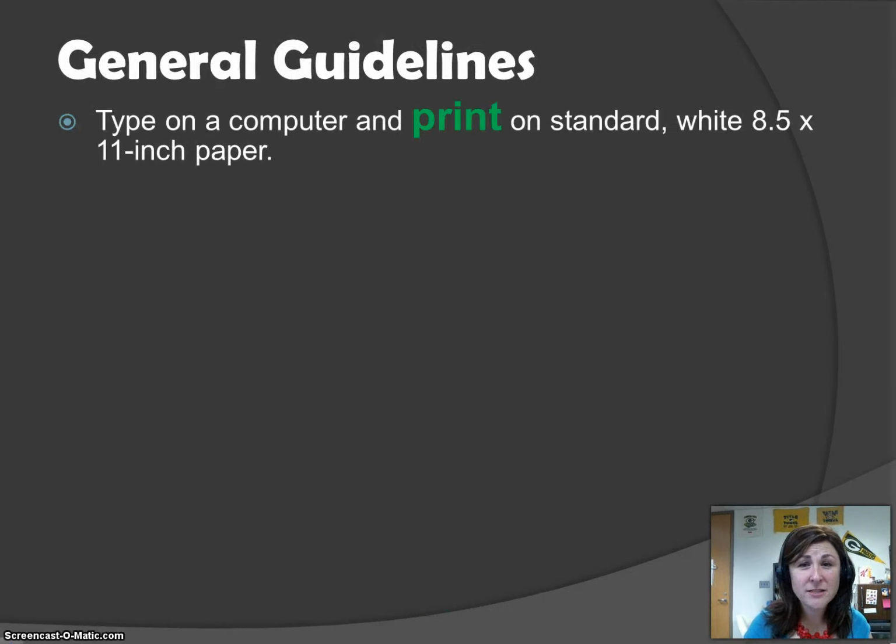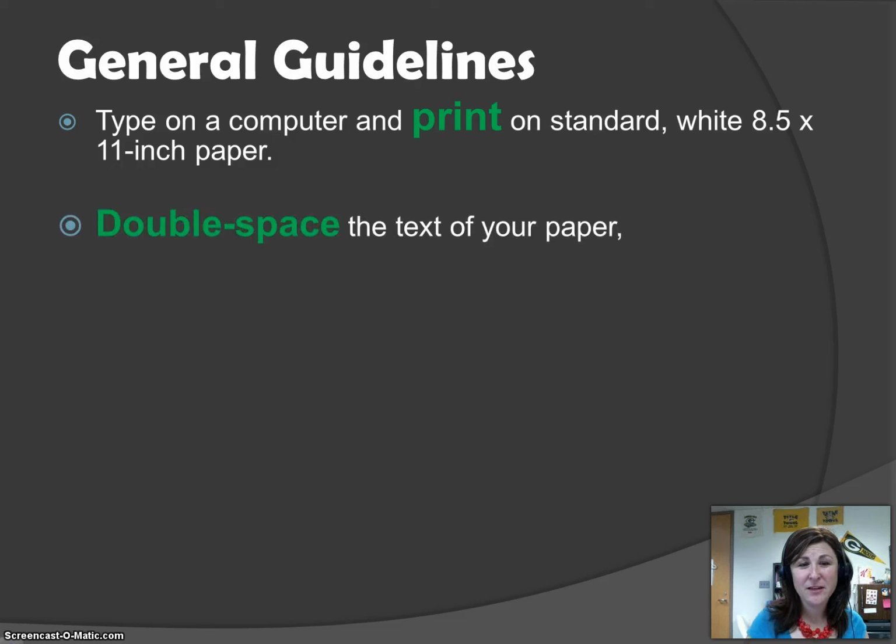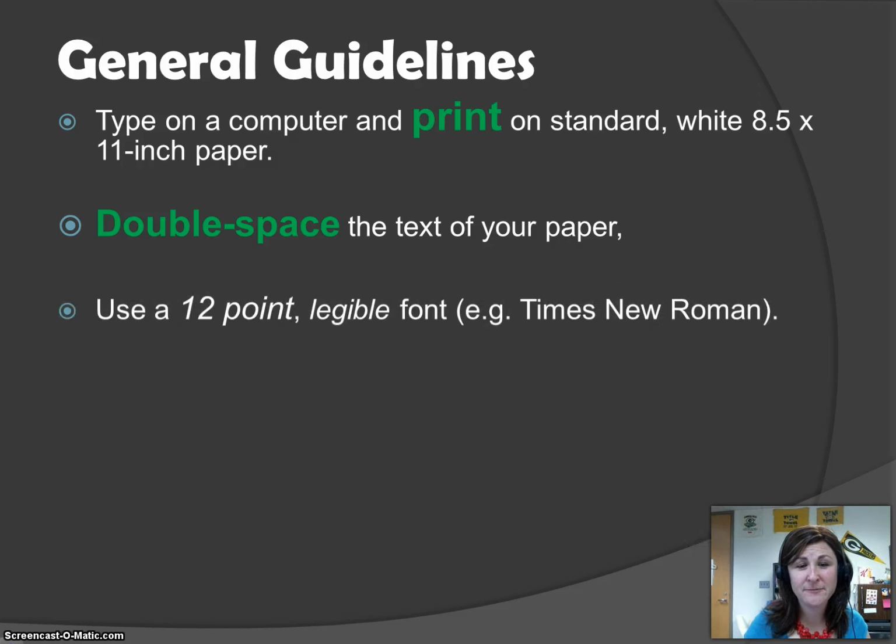First of all, we would like you to type your essay on a computer. You can use either Word or Google Docs, that's up to you. But when you are finished with your essay, you should print it out on standard white 8.5 by 11 inch paper. Next, you need to make sure that you double space the text of your paper. From where you type your name to the last line in your paper, everything should be double spaced.